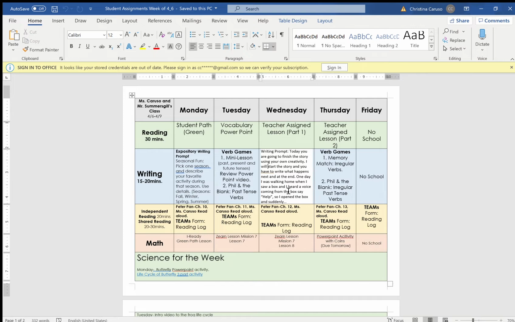Our independent reading today, Miss Caruso is going to read chapter 12, and you need to complete Wednesday's box on our form in Teams. If you're still having trouble getting there, a couple of you haven't logged on yet to do that, please put a reply message saying you're not sure how to do that, and I will try to give you some screenshots so you can at least visually see how to get there.